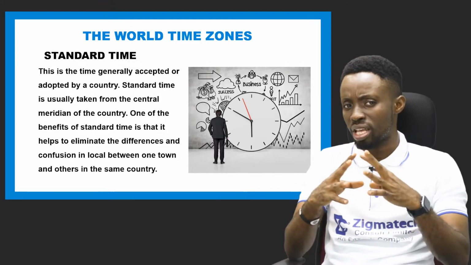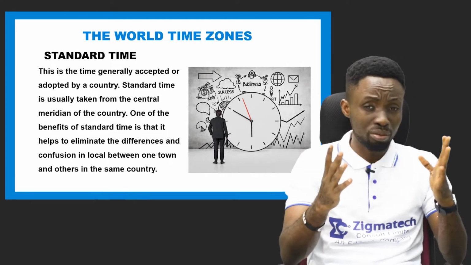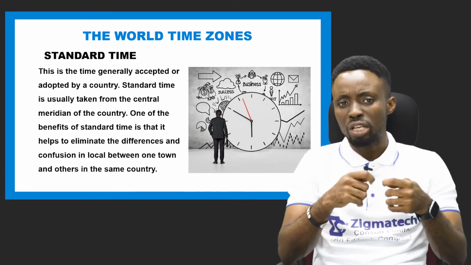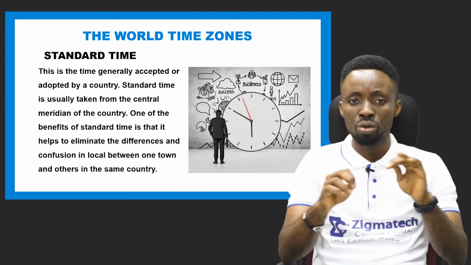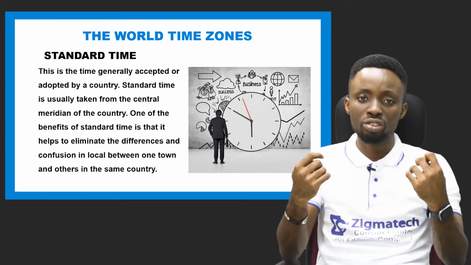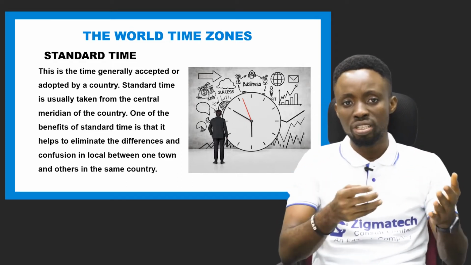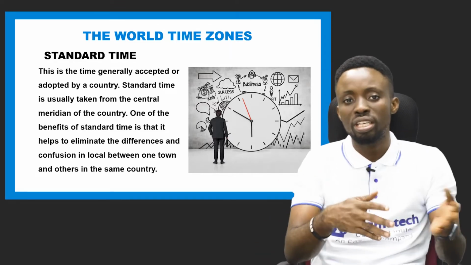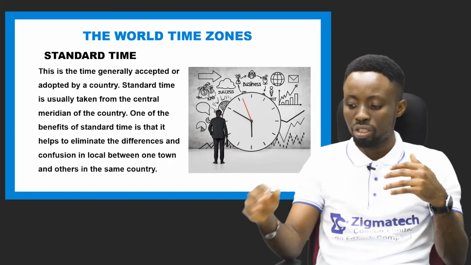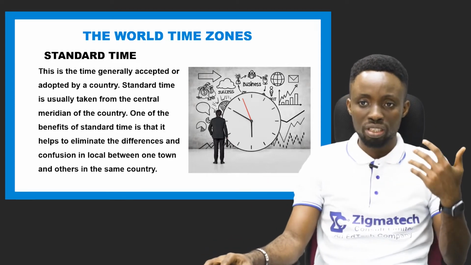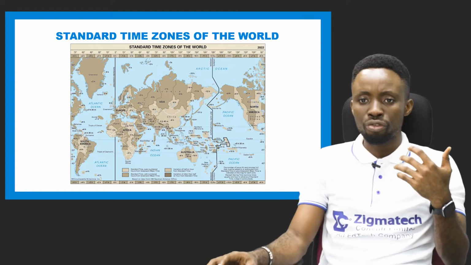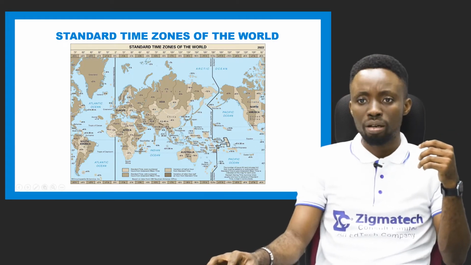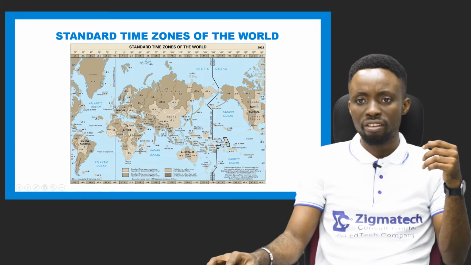Now, let's say for instance places like Russia where we have up to 11 time zones. Using a local time will be very, very stressful. So they actually make use of a standard time, so that it will be very easy to use the time when you move from one degree of longitude in that city to the next city in that same country. So that's what the standard time is. Now, if you look at the screen, we have the standard time zones of the world, like Nigeria. We have Nigeria right here.